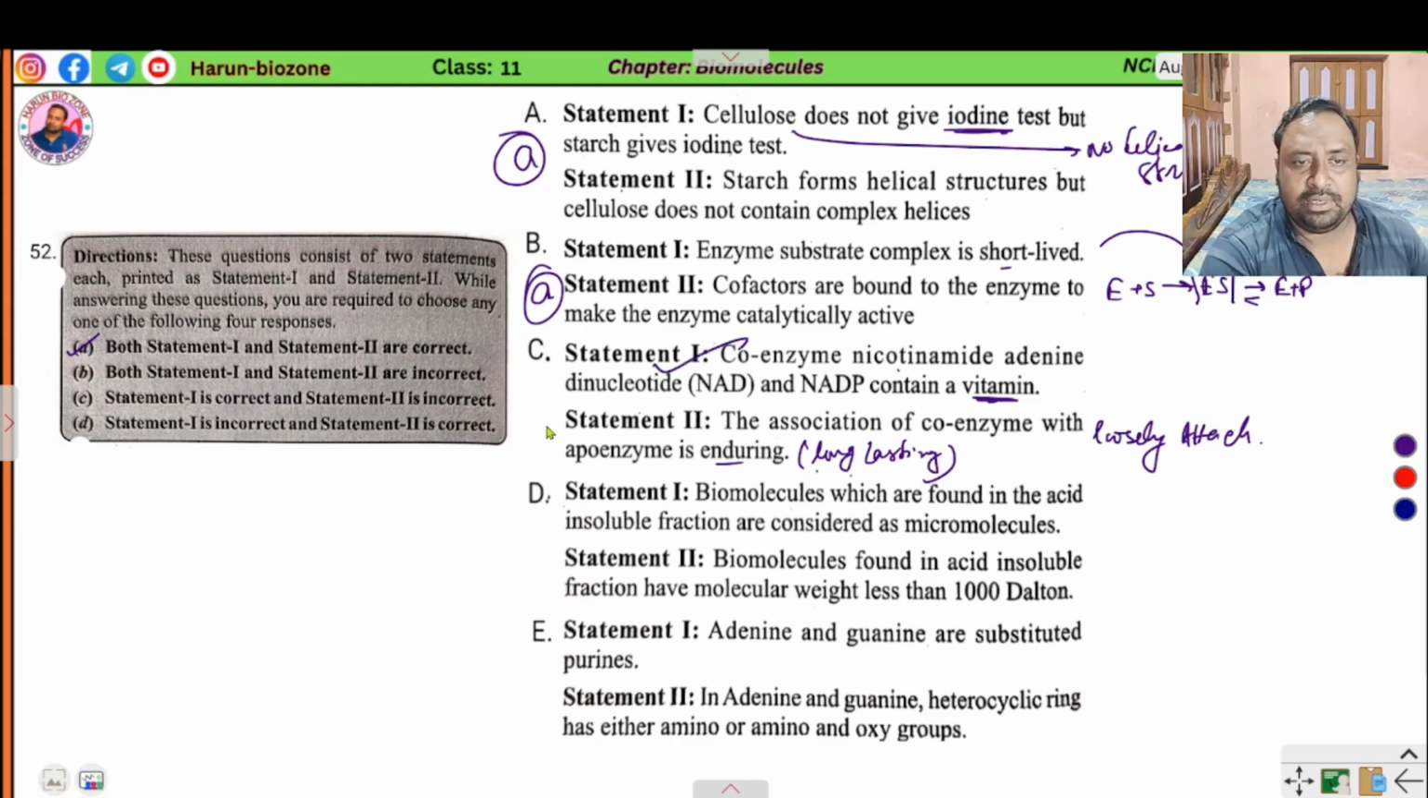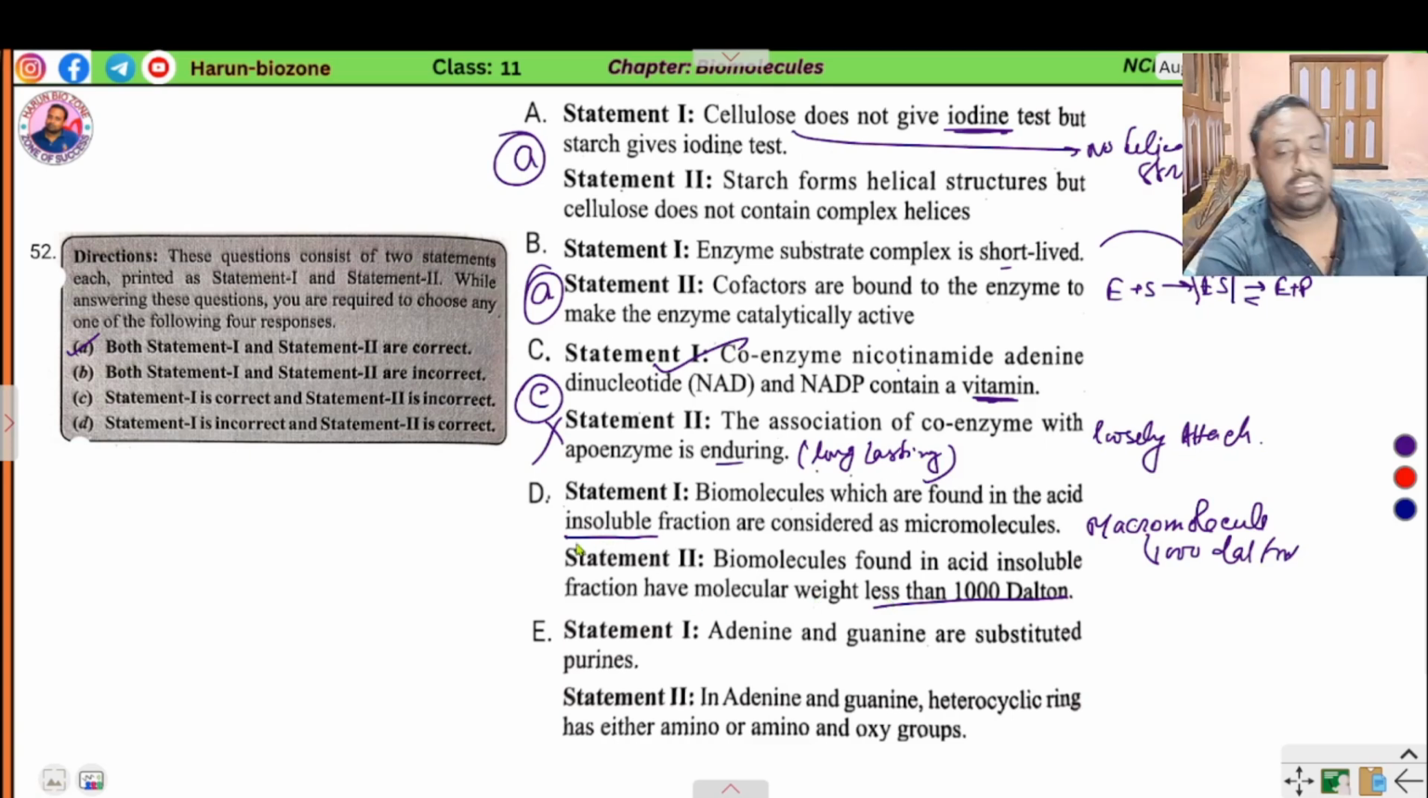This option is right, but this option is wrong. So C is the correct option. Biomolecules which are found in the acid soluble fraction are considered micromolecules, because the acid insoluble portion is not micro, this is macromolecules. Because in the insoluble portion, the size of the molecules is more than 1000 Dalton. Biomolecules found in acid insoluble fraction have molecular weight not less than, but more than 1000 Dalton. So B is the correct option.